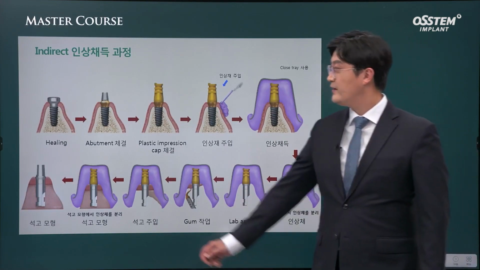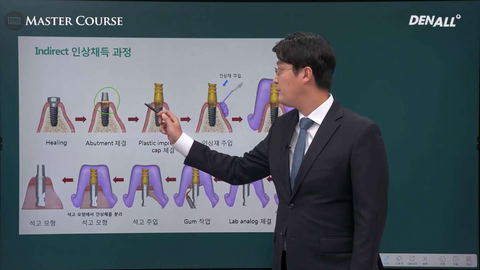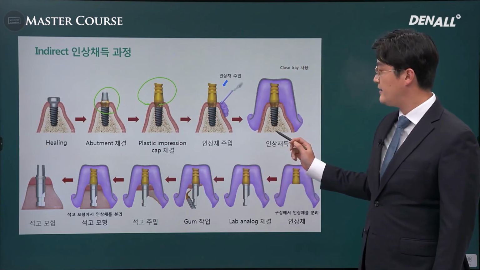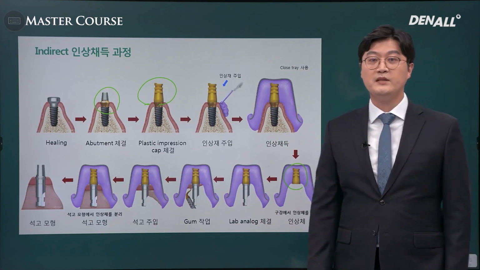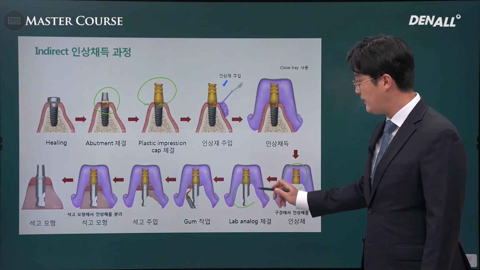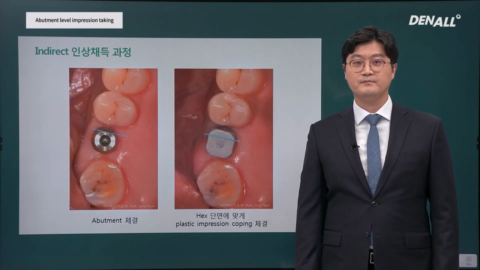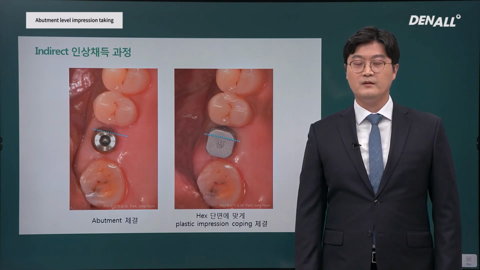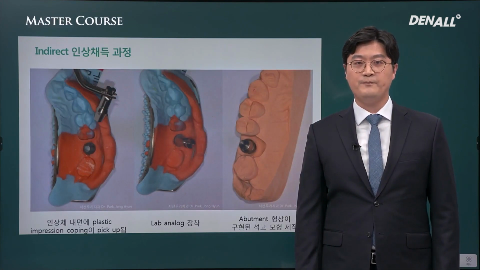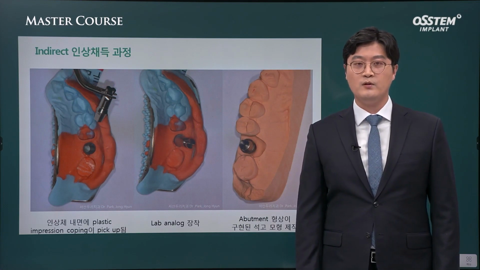This is the process. Healing abutment is removed, a stock abutment is connected, the plastic cap is connected, an impression is taken. As I said before, in the impression material, the plastic cap would be contained. A lab analog is connected, gypsum is poured in to make a model. In the indirect impression taking, a stock abutment is connected and a stock plastic impression coping is connected, considering the hex direction. In the indirect impression taking, inside the impression, the plastic impression coping is picked up.